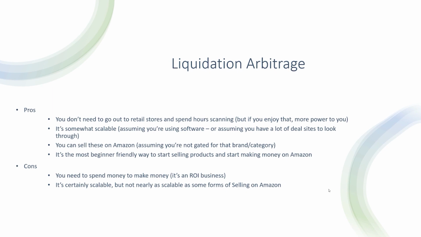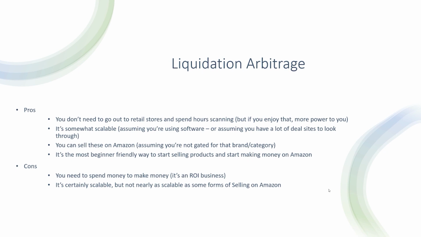Okay, some people like that. I'm assuming the majority of you watching this would probably prefer to sit at your own house. So that's why I'm introducing this to you, okay? And it's obviously somewhat scalable. It's more scalable than something like a cashback or a coupon, and even a little bit more scalable than liquidation in a lot of ways, assuming that you're using software, or assuming you have a lot of deal sites to look through. And you can obviously sell these on Amazon, assuming that you're not gated for that brand or that category. And it's really the most beginner-friendly way to start selling products and start making money on Amazon.